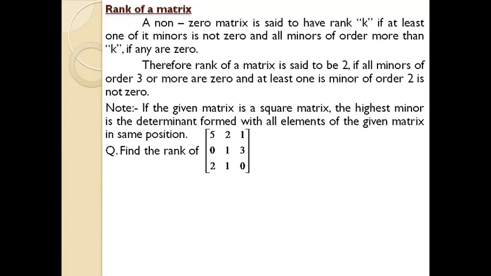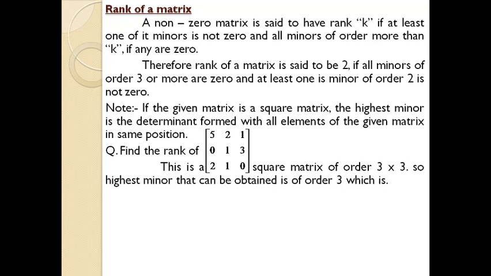Here a square matrix is given, and we know how to specify the order of the matrix. This matrix is of order 3 into 3, because it consists of 3 rows and 3 columns. So the highest minor that can be obtained is of order 3, and we can assume that the rank of this particular matrix may be 3.